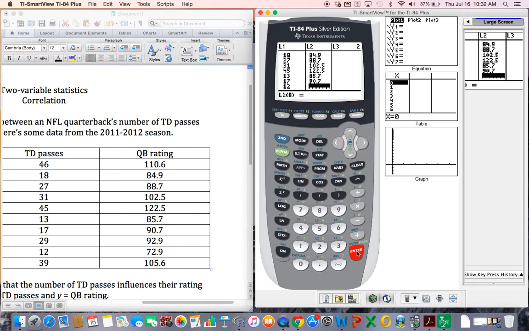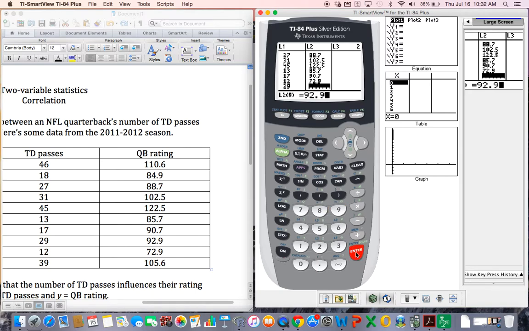Here's where I made a mistake. The 12, I think that's Tim Tebow. Poor Tim. Great guy. Not the greatest NFL quarterback. The 29 has to go with the value that's on its line, the 92.9.